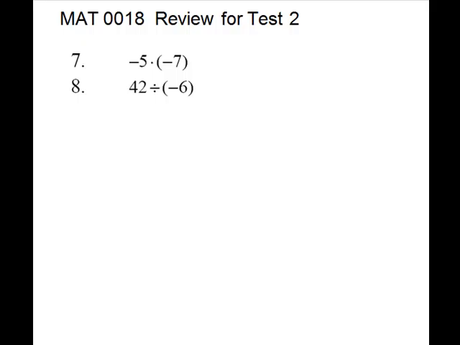For our next two problems, we have multiplication and we have a division. Your sign rules are the same for those. You do regular multiplication or division, and then you count the negatives. Odd number of negatives will give you a negative answer. Even number of negatives will give you a positive answer.